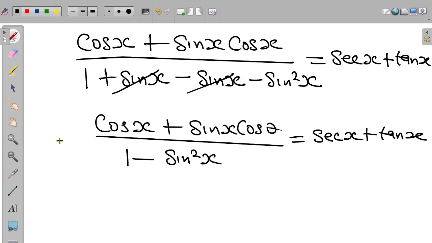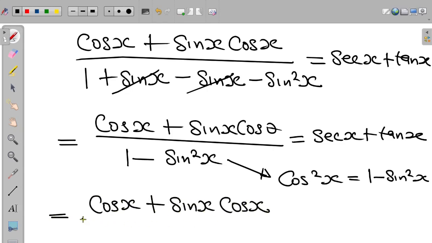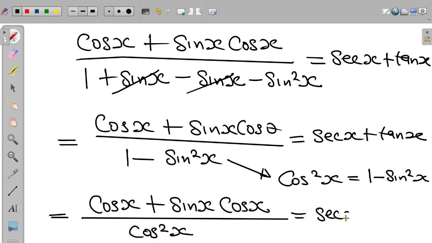Now, at this point, we recall from trig identity that cos squared x is equal to 1 minus sin squared x. So at this point, we will replace the denominator by cos squared x. So therefore, this becomes cos x plus sin x cos x, all divided by cos squared x, and this should be equal to sec x plus tan x.